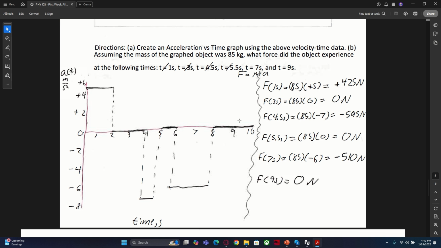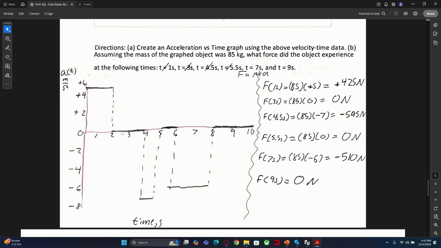So, part B, assuming the mass of the graphed object was 85 kilograms, what force did the object experience? All right, well, the force, we're going to calculate it at these different points in time. Time equals 1 second, 3, 4.5, 5.5, 7, and 9 seconds. So force at 1 second. At 1 second, we see that our acceleration is positive 5. So 85 kilograms times positive 5 meters per second squared gets us a force value of positive 425 newtons.